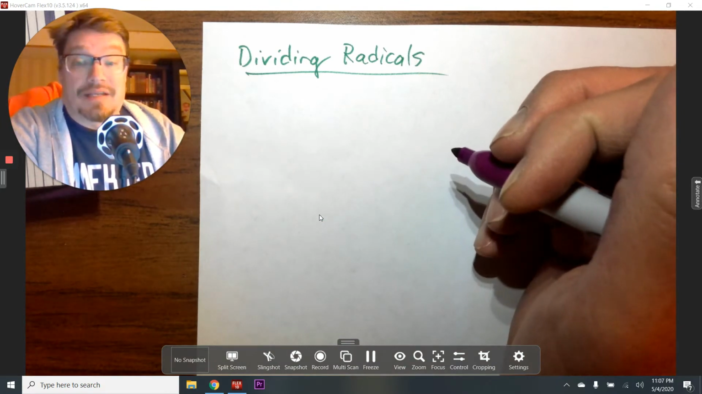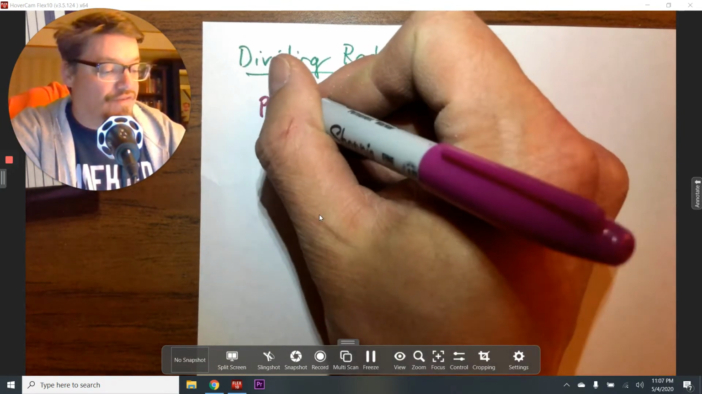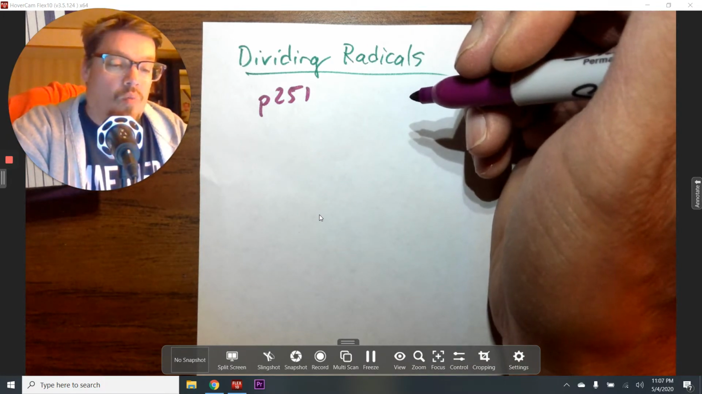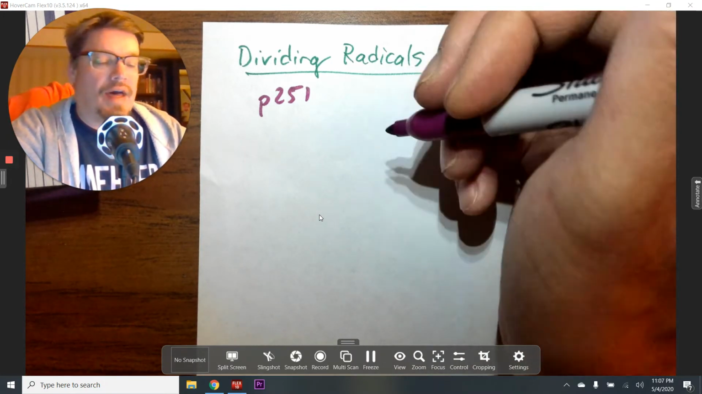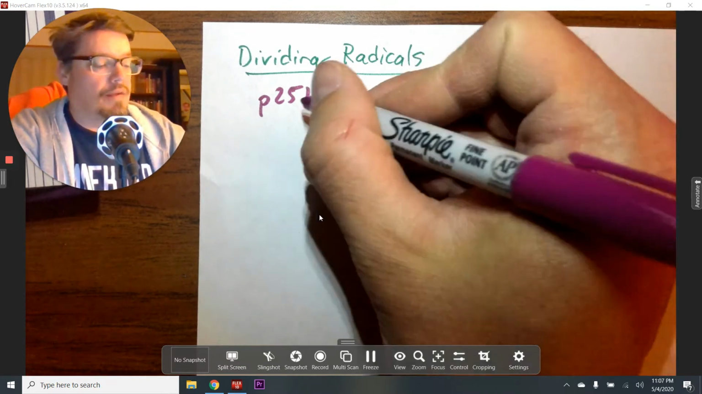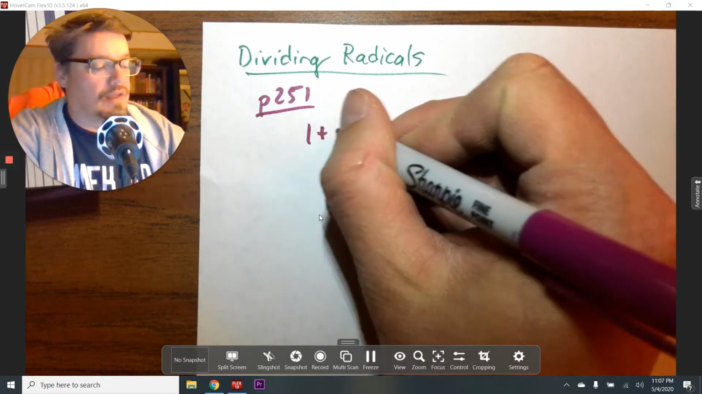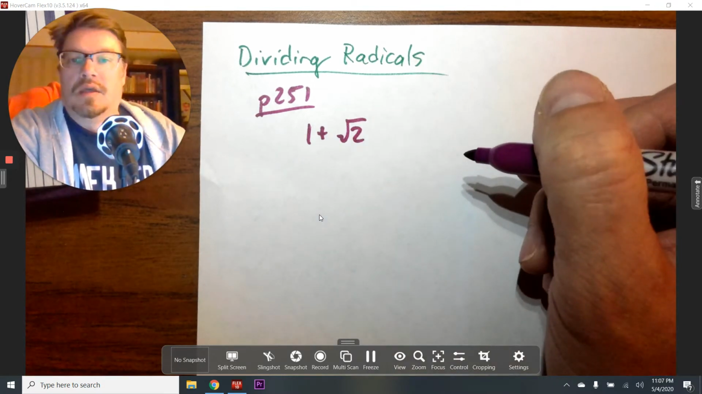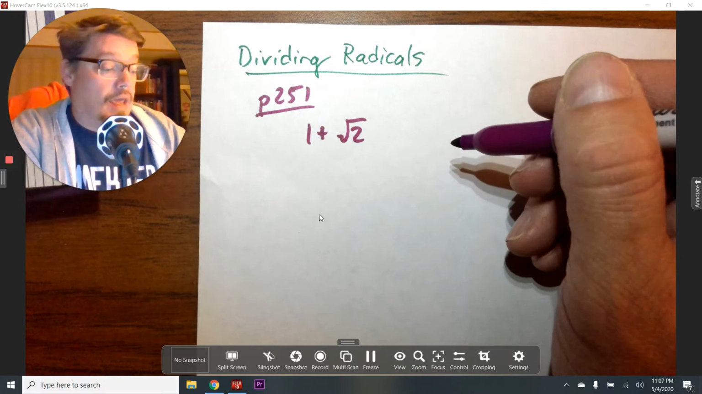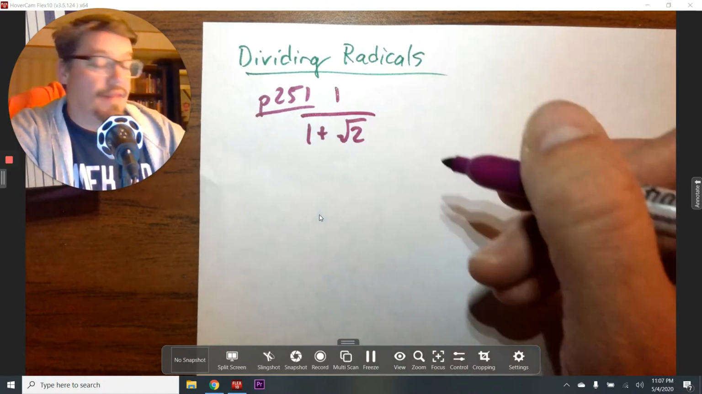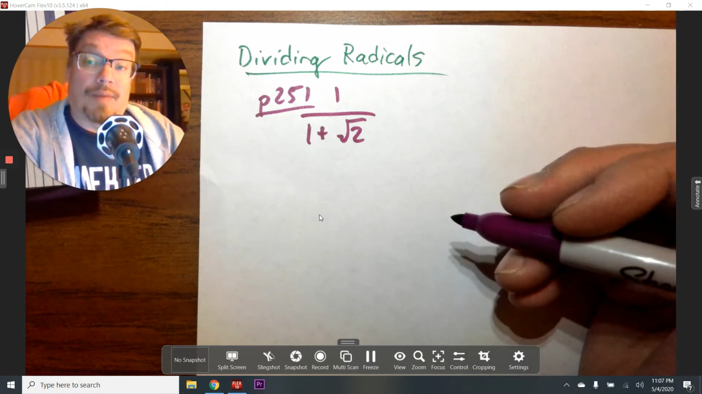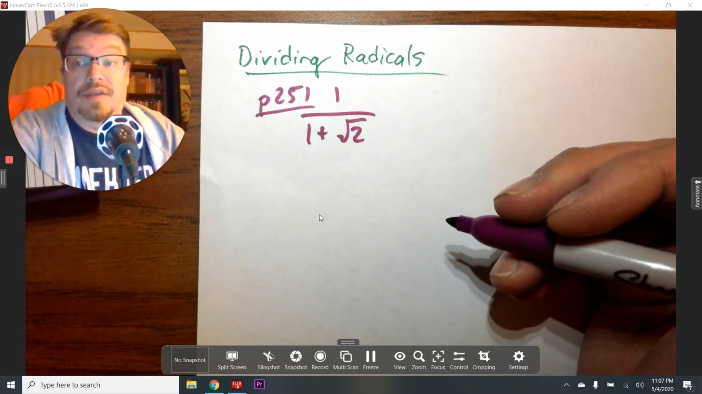Example 6 out of your textbook, and that is on page 251. When we divide by a binomial radical, remember a binomial radical has two terms. One is a radical, the other one does not have to be. And if we want to divide by that, it breaks one of the rules involving having radicals in the denominator. So we don't want radicals in the denominator.